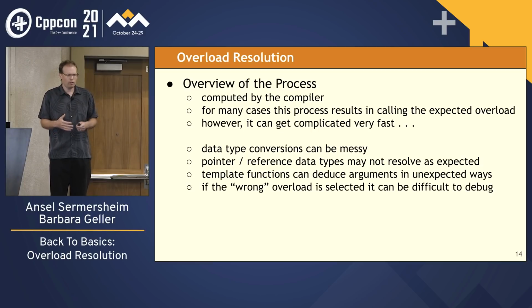Template functions can do strange things when their arguments are being deduced. And one of the most frustrating errors in this area is when the wrong overload is selected according to what you think the compiler should be doing. It can be very hard to understand and debug this. But as a C++ programmer, you really need to be able to do this because at some point in your career, it will occur and you will need to be able to figure out why the compiler is doing what it's doing.